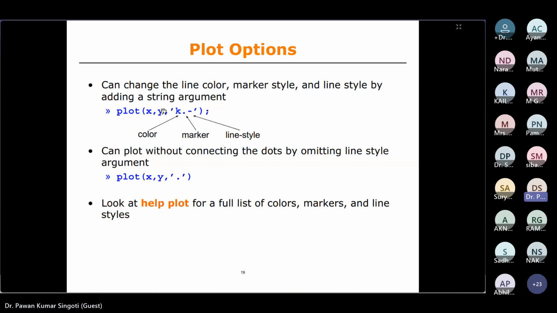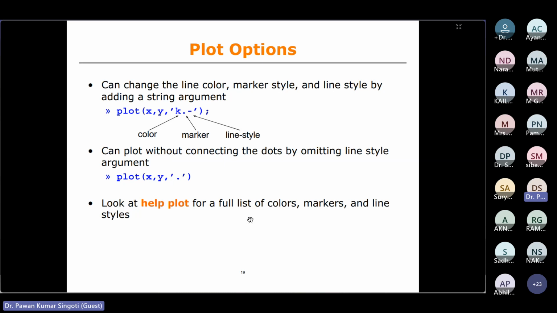connected dots. Okay, and the third one is the line style. How can I change the line? Suppose it's showing a dash, or I want to use some star, or some round circle. So you can change this according to your need. You can plot without connecting the dots by omitting the line style. If we don't want a line style, we can remove this one and only show the dots.